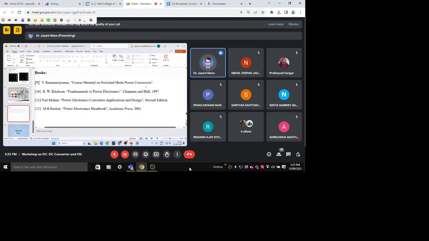inverters. A handbook of Rashid. This book, I think, maybe 1000 or 2000 pages. So many things regarding power electronics in this book. Okay, so please download these books from the internet. You will get them from any website, and then you have to refer.